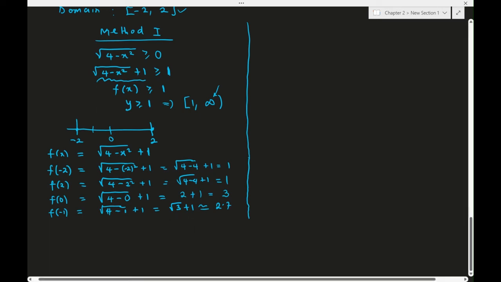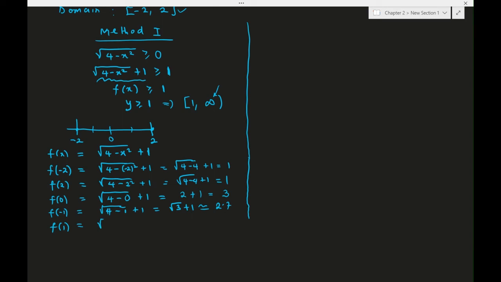Now, here, let's also try another one. Let's say you try f of 1. You see f of 1, because of the square, is still going to be the same.